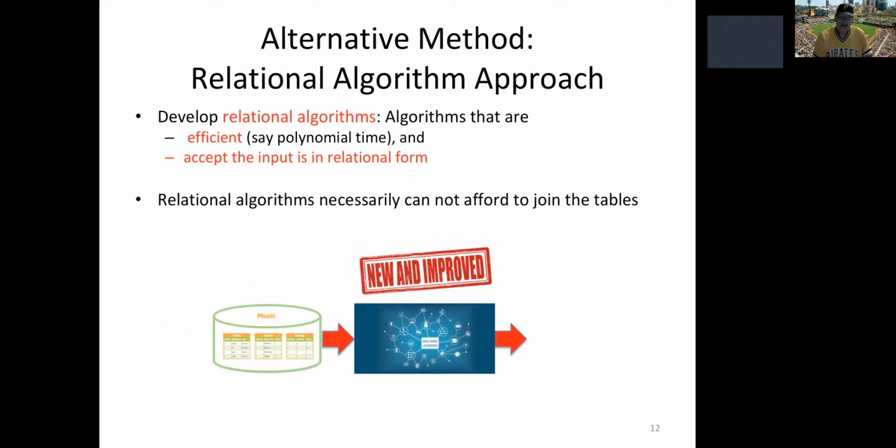An alternative approach, which is what we call the relational algorithms approach, and which is what we take for the k-means in this paper, is we do not do an input conversion. We design a new machine learning algorithm that accepts input directly in relational form. We say a relational algorithm is an algorithm that accepts input in relational form and runs in polynomial time. So if it runs in polynomial time, it definitely cannot join the tables together, because that takes exponential time.